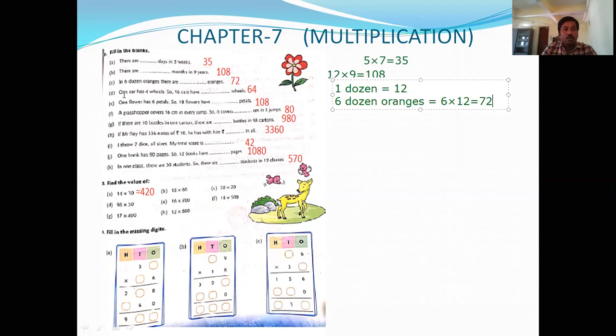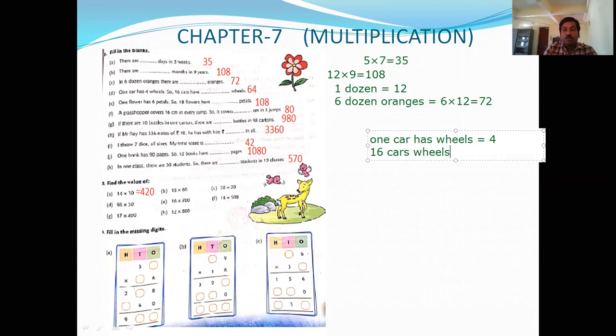Now, question number D. One car has 4 wheels and 16 cars have blank wheels. So one car has how many wheels? Yes, one car has 4 wheels. And what will 16 cars have? 16 cars have blank wheels.